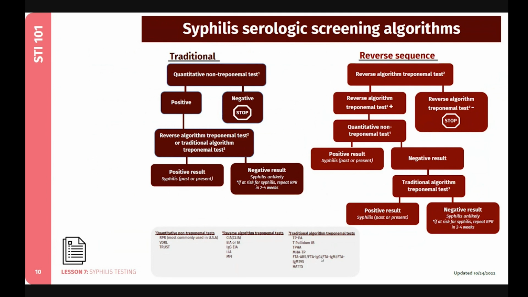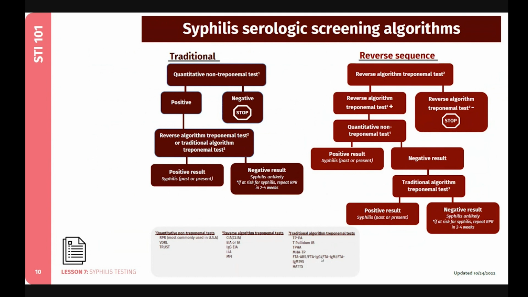The second testing cascade option is the reverse algorithm. With the reverse algorithm, you start with a treponemal test, usually an immunoassay like EIA or CIA. If the treponemal is negative, no further testing would be performed. If the treponemal is positive, a quantitative RPR would be run. If the RPR is positive, you have a case of syphilis.